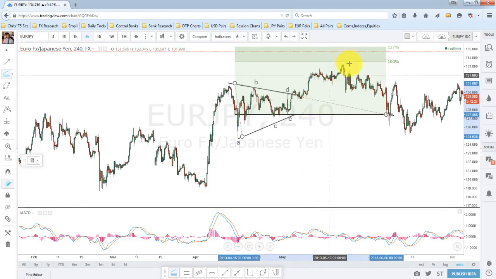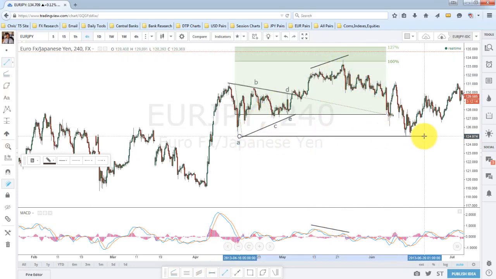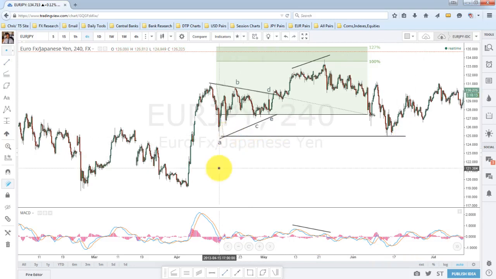Now look at the correction. Look at the qualified divergence here at the end: price moving higher, MACD swinging lower. But look at the target on the correction: the base of the beginning of the triangle. And you can see it occurred as the X wave of a triple. The X wave of a triple.